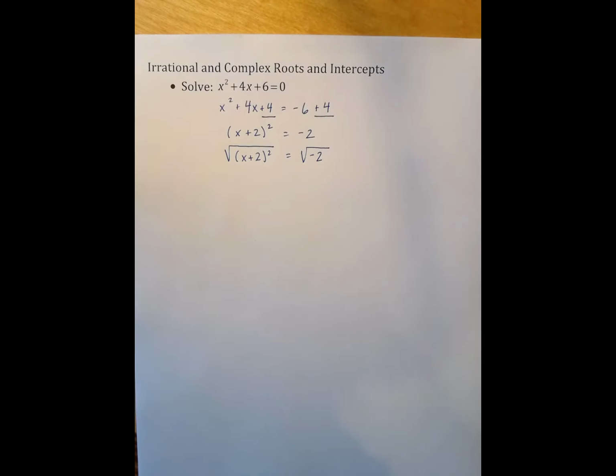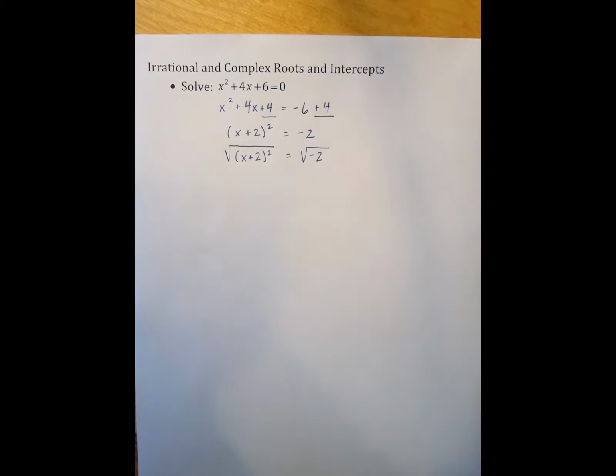And now I'm in trouble. Remember, we can't take the square roots of negative numbers. There's no number that times itself equals negative 2. So mathematicians, after many years, decided, you know what, forget this. We need to decide that there's a method for this.